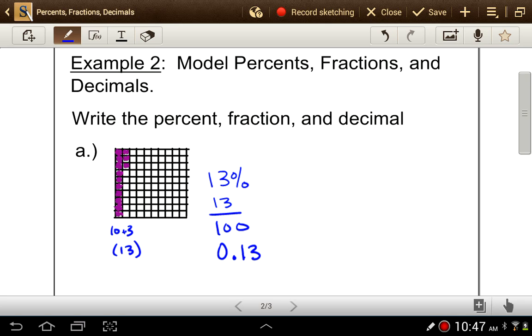0.13. I want you to start to look at the relationship between our percent and our decimal. Notice that 13% was 0.13, and 0.13 was 13%. I want you to start to pay attention to the relationship of the decimal point when we're working with those. And remember, percents are out of 100. If you need to pause, go ahead. Otherwise, I'm moving on.